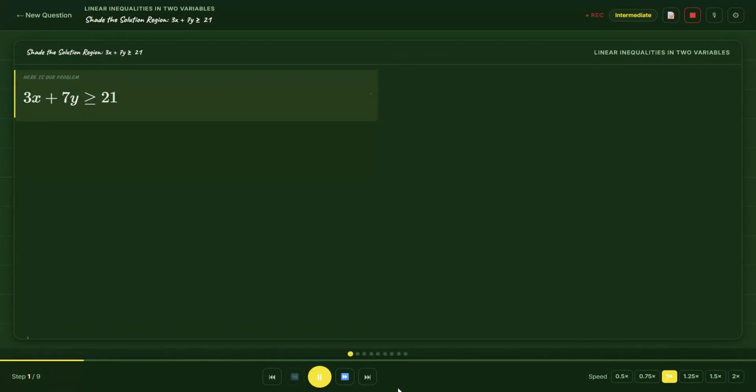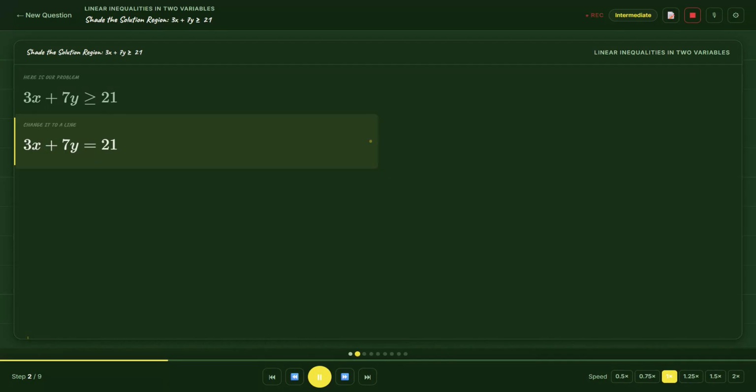Hey there, we need to shade a region on a graph for this inequality. Let's go nice and slow, one step at a time. First, let's change the greater than or equal sign to an equal sign. This gives us a straight line. We will draw this line first.